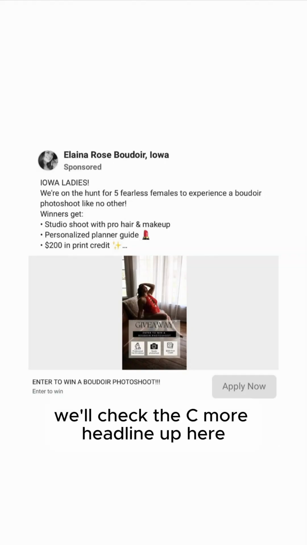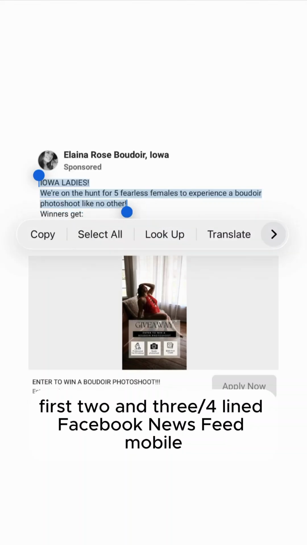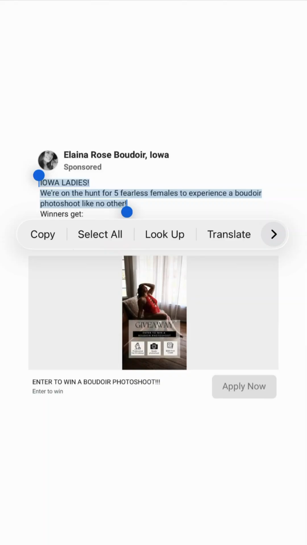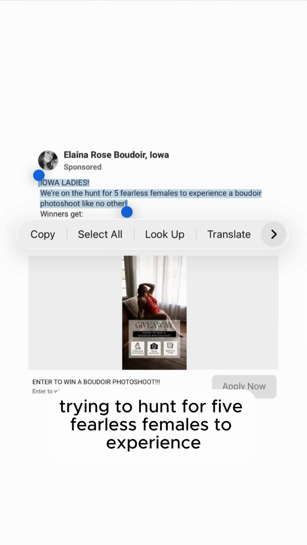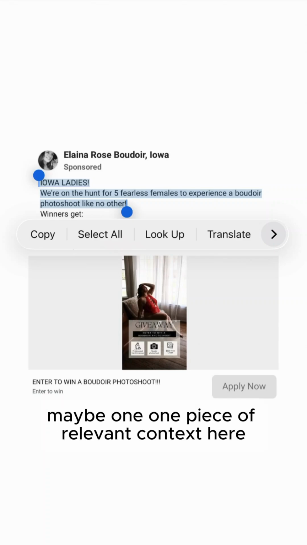All right, finally, we'll check the see more headline up here, the first two and three-quarter lines on the Facebook newsfeed mobile. All right, let's see what we got. All right, well, ladies are on the hunt for 5 fearless females to experience the Boudoir photo shoot they liked. All right, so we only got maybe one piece of relevant context here.